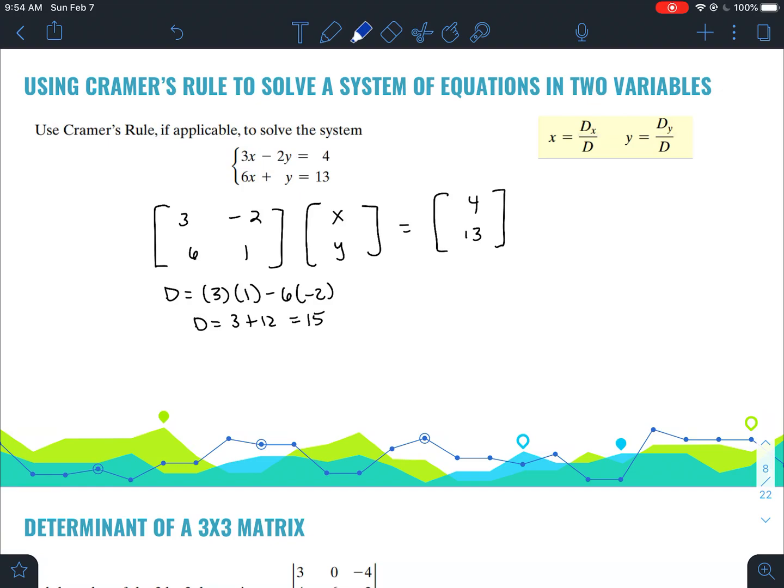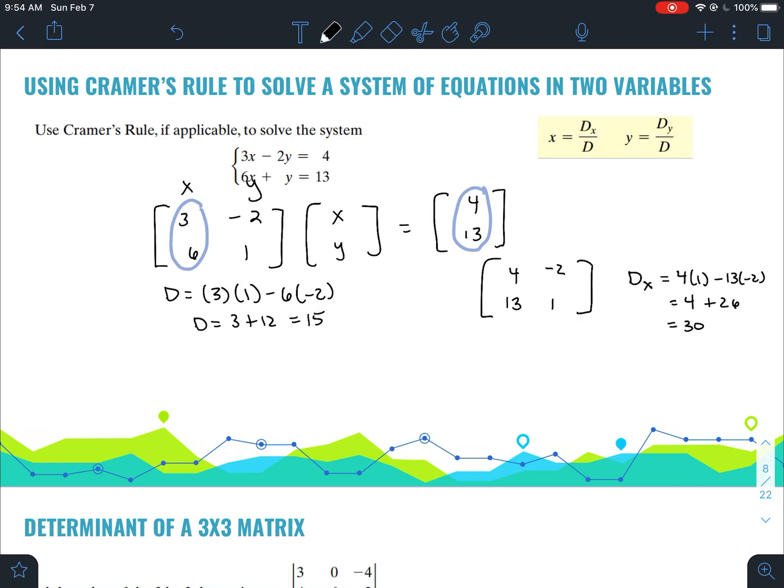And then remember that this was the x column and this is the y column from before. We're going to replace the x column with the solution column. So now if I took that x column and replaced it with the solution column, I would get 4, 13, and then the y column stays the same, negative 2, 1. Then I find the determinant of that new matrix, and we call that new determinant dx, or d sub x. The determinant of this matrix would be 4 times 1 minus 13 times negative 2, which would be 4 plus 26, which is 30.